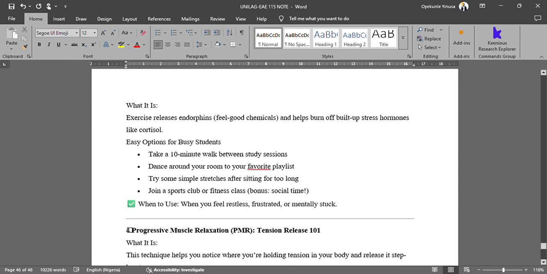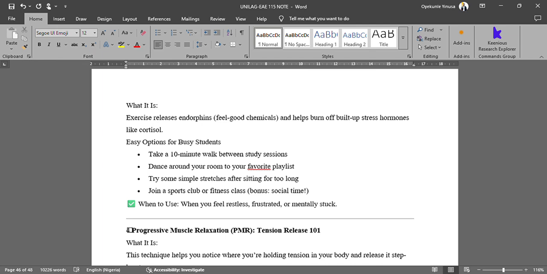Easy options for busy students. Yes, exercise is an easy option for busy students. Always engage in at least 30 minutes of exercise per day. Take a 10-minute walk between study sessions. Dance around your room to your favorite playlist. Try some simple stretches after sitting for too long. Stand up, stretch your body, and you see that you'll be fine afterwards. Join a sports club or fitness club. It will help you to always manage stress.